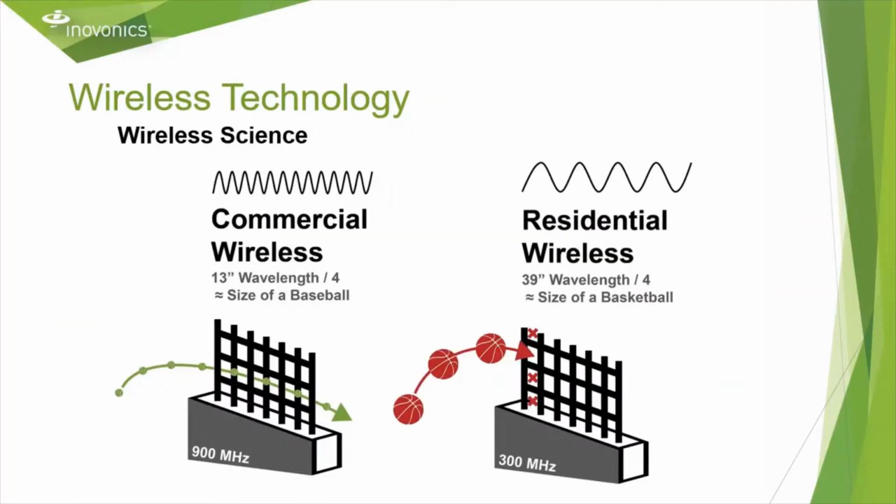Commercial wireless operating in the 900 MHz range has a significantly smaller wavelength than residential wireless in the 300 MHz band. This allows us to pass through obstacles such as rebar and concrete, as our wavelength is roughly the size of a baseball. Compare that to the basketball-sized wavelength of residential wireless, which gets reflected off of the metal within the concrete.